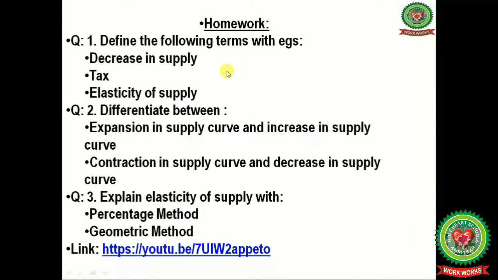Students, hope you have understood the topic of elasticity of supply. Now it's time to note down the homework. Define the following terms with examples. First one is decrease in supply, tax, elasticity of supply. Second question is differentiate between expansion in supply curve and increase in supply curve. Next is contraction in supply curve and decrease in supply curve. Next question is explain the elasticity of supply with percentage method and geometric method.